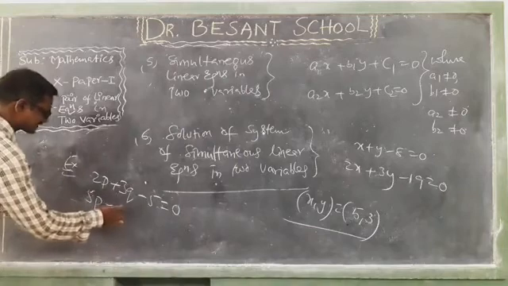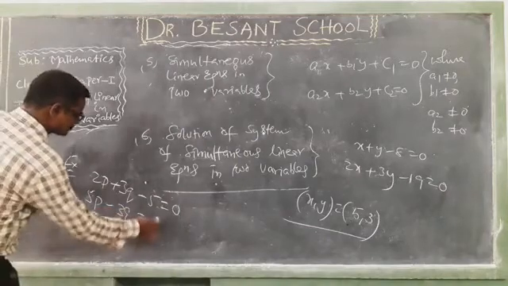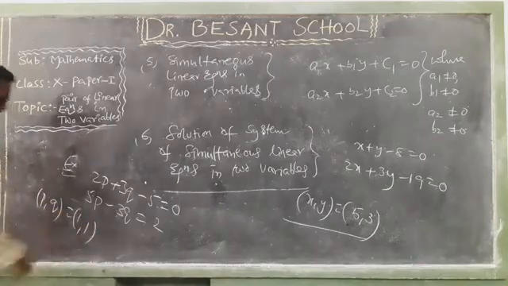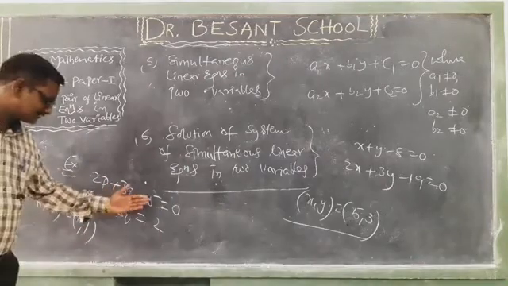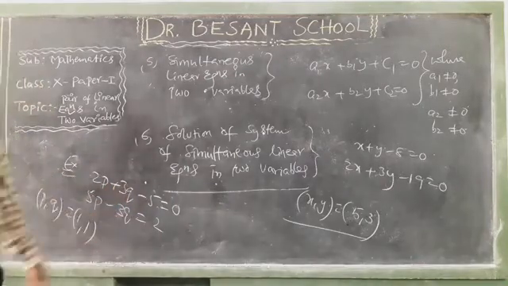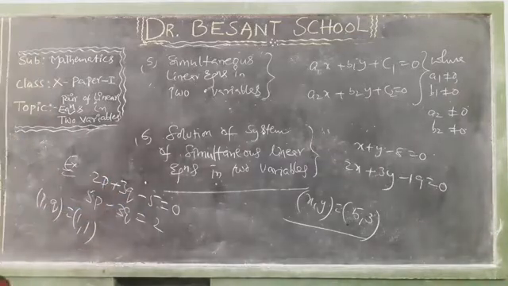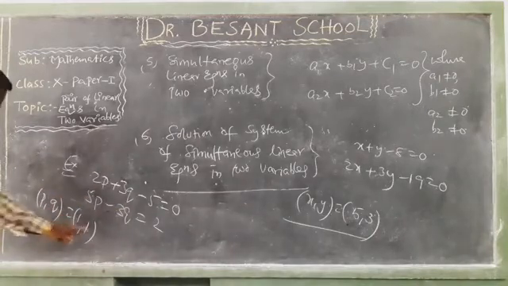5p plus minus 3q is equal to 2. So the ordered pair (p, q) is equal to the ordered pair (1, 1). These are called linear equations in two variables p, q. This is a pair of linear equations in two variables p, q. So the solution for these two equations is the ordered pair (p, q) equal to (1, 1).